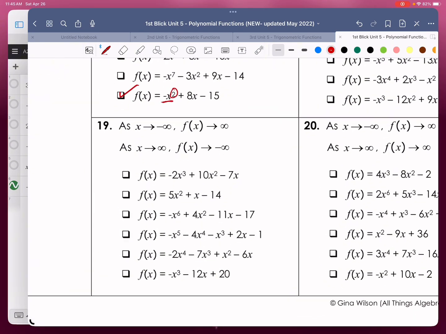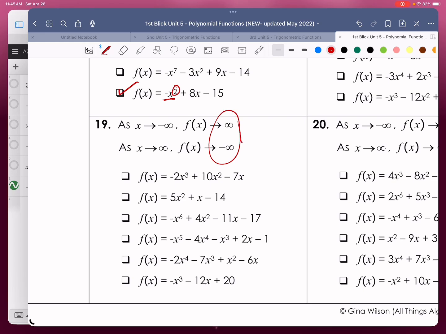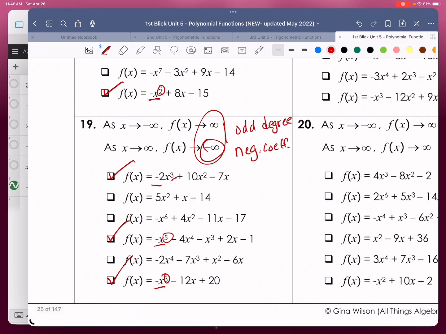All right. This one, our end behaviors go opposite direction, so that tells you that your degree is odd. And it ends with the negative, so that means your coefficient is going to be negative. So let's go find an odd degree negative coefficient. Well, there's one. And odd degree negative coefficient right there. And odd degree negative coefficient there.